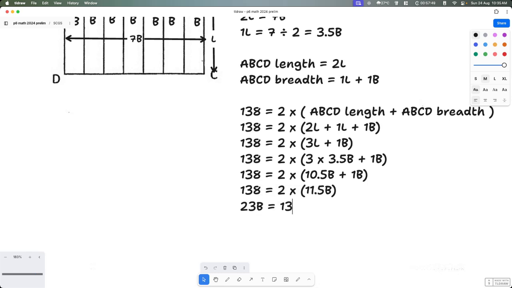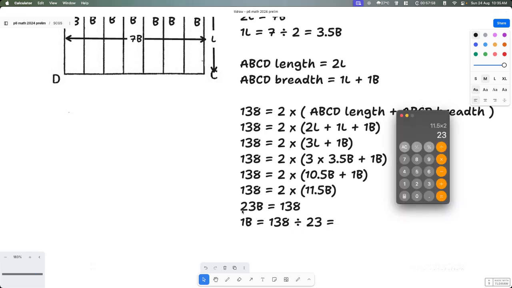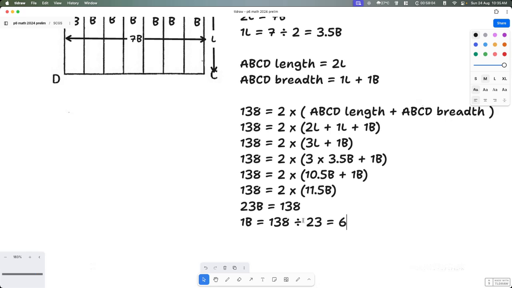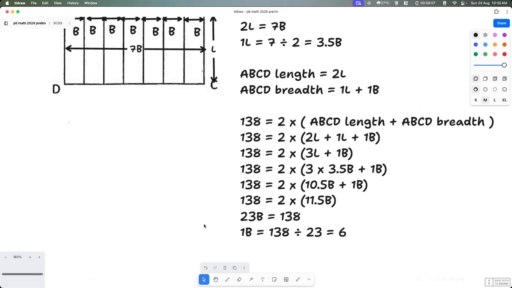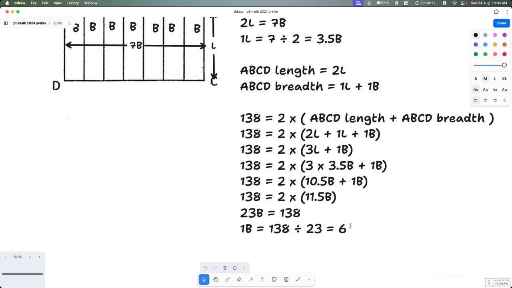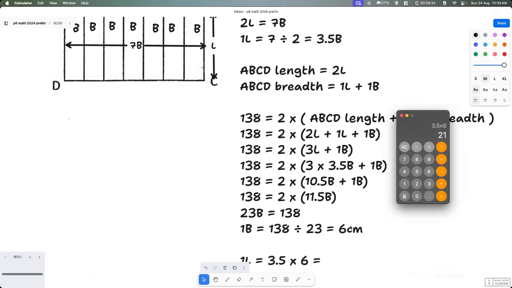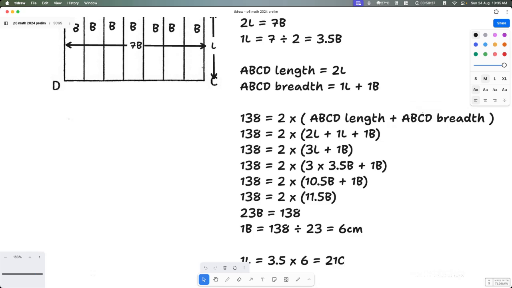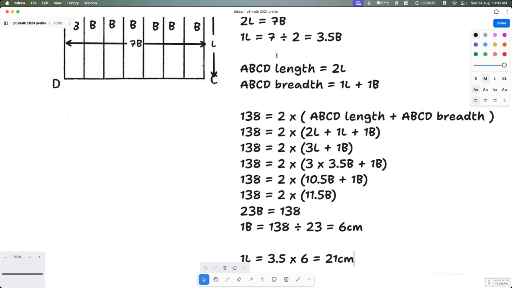23B is equal to 138. So 1B is equal to 138 divided by 23, and this will become 6. So one breadth is 6 centimeters. Then 1L is equal to 3.5 times 6, which is 21 centimeters. So now we know length and breadth.